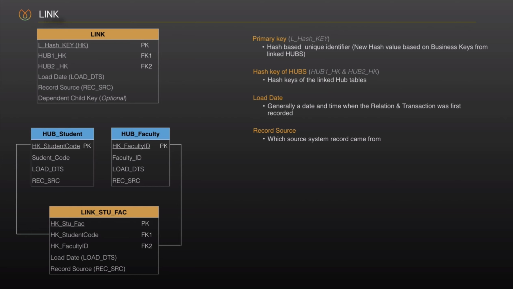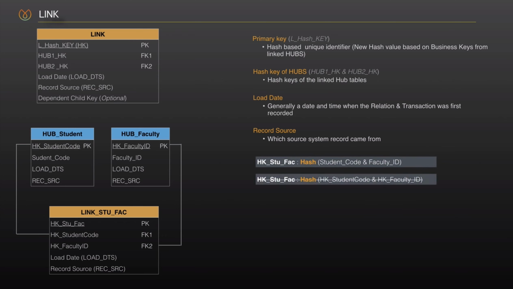But the link table has its own hash-based primary key. So it is important here because sometimes it causes confusion. This field creates a hash value based on each unique combination of student code and faculty ID, which are the business keys from the hubs. So it is not a hash value based on other hash keys from the relevant hubs. So the second statement here is wrong. Hash key student faculty is our new primary key value and identifies each record uniquely in the link table.